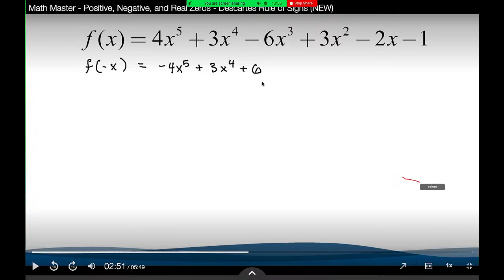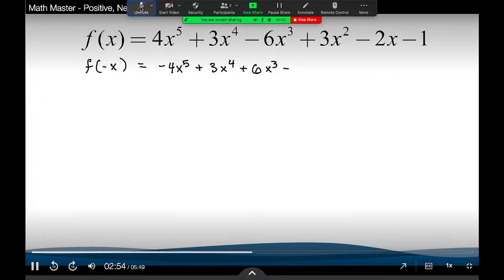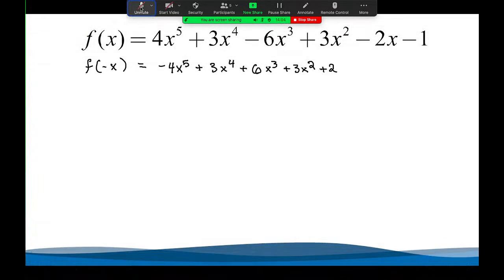Okay, so let's keep on watching the video. Plus 3x squared plus 2x minus 1. Because even exponents always make negatives positive, we don't change the signs on those ones, like x to the 4th or x squared. But we do change them when they are raised to an odd exponent.